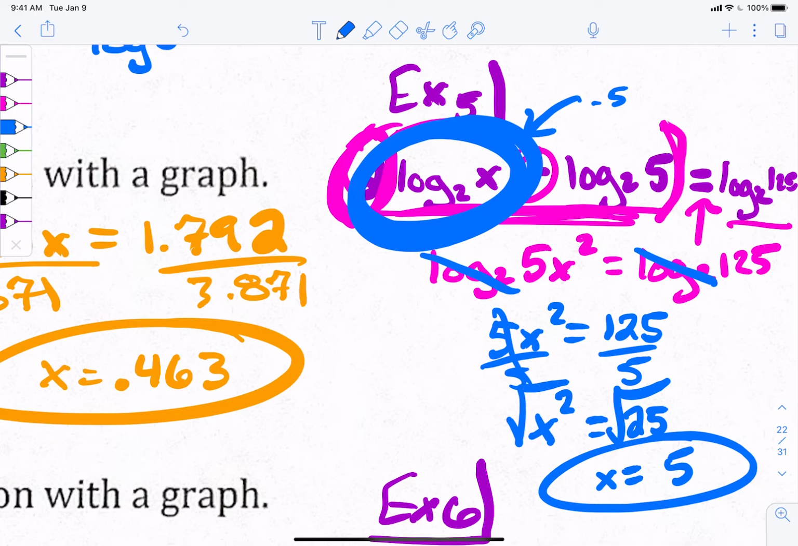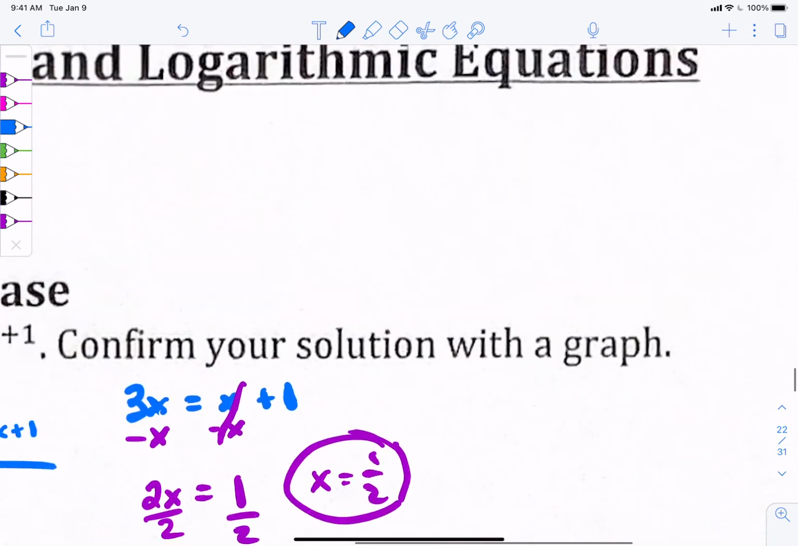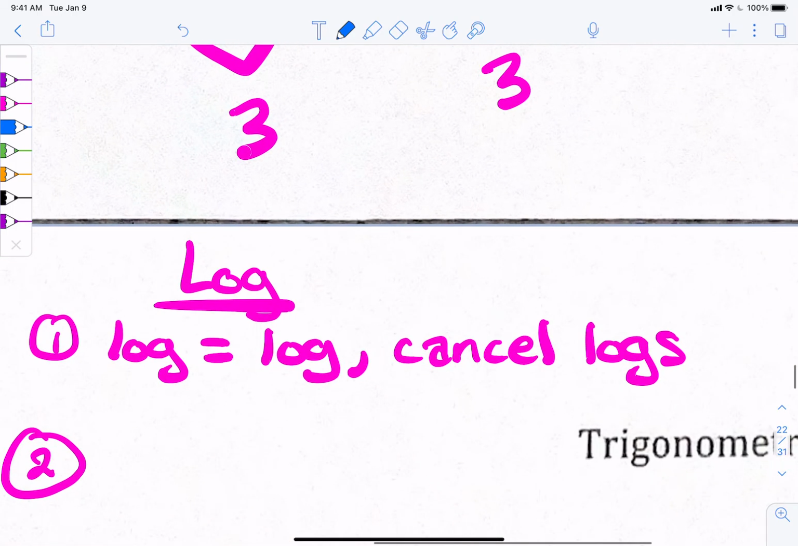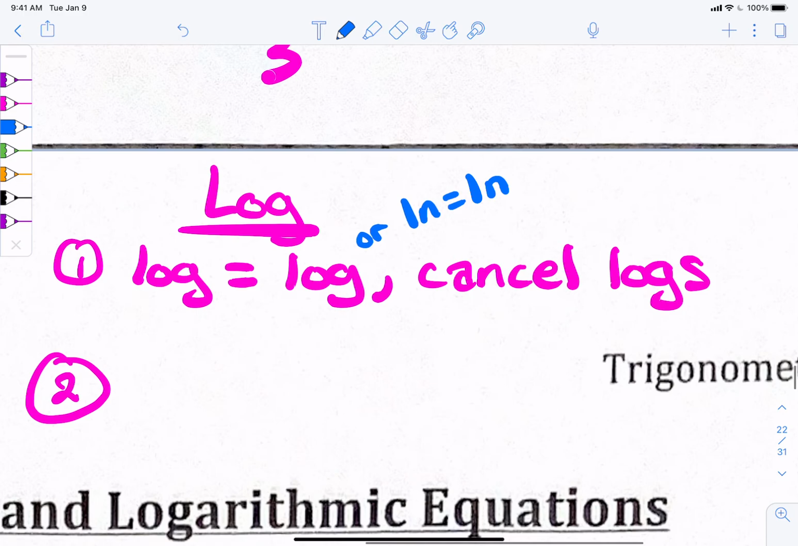Next. I'm going to say up here at the top in your little thing, or ln equals ln, because ln is the same kind of thing as log, right? So if you have two ln's equal to each other, you can cancel those two off, right? Okay, moving on. Good? Log equals log or ln equals ln.